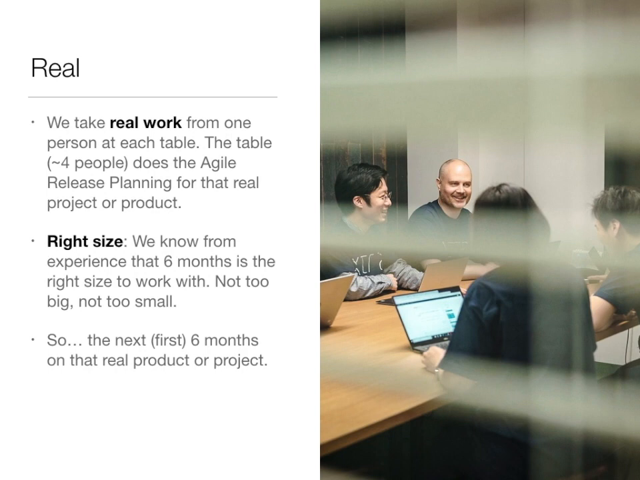All 4 people at the table, some of whom might be from the same company, or maybe 5, are working on the same real project. We want the project to be the right size, about 6 months worth of work. We found from a lot of experience that if it's a lot less than 6 months worth of work, they don't learn as much. If it's a lot more, it becomes tedious, and again they don't learn as much, mainly because their brains have kind of turned off because of the tedium. So we want it to be the next or the first 6 months worth of work on that real product or project. Not that the thing can't go on longer than that.